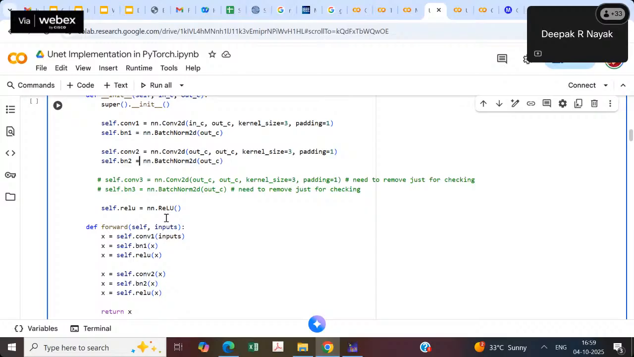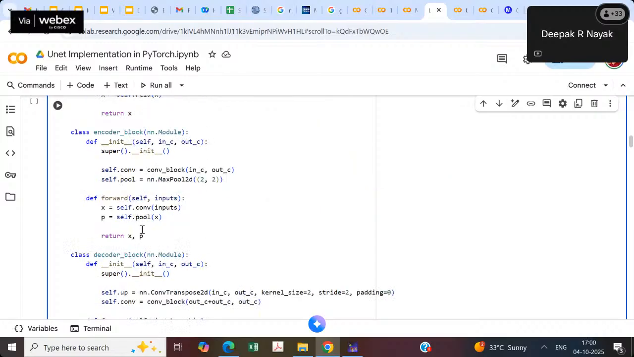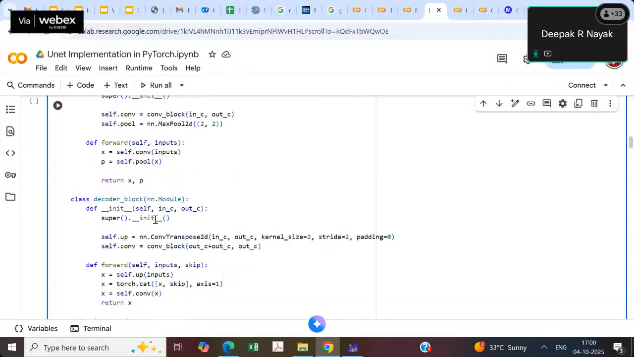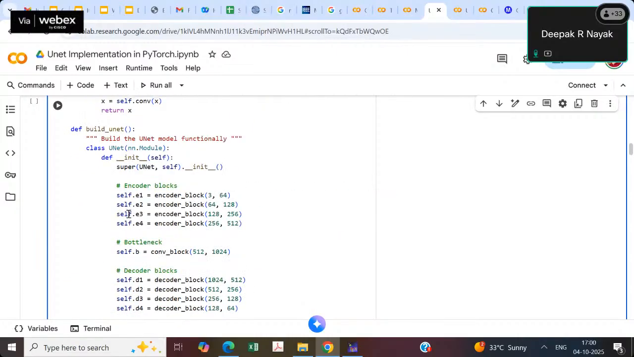So you can see over here, there's an encoder block, which basically consists of two convolutions and one max pooling.